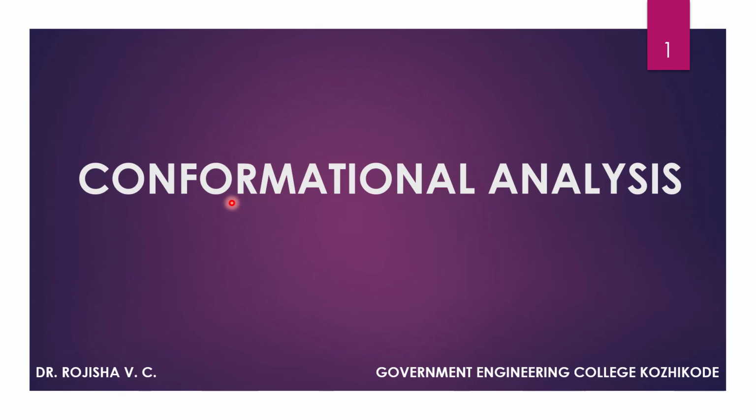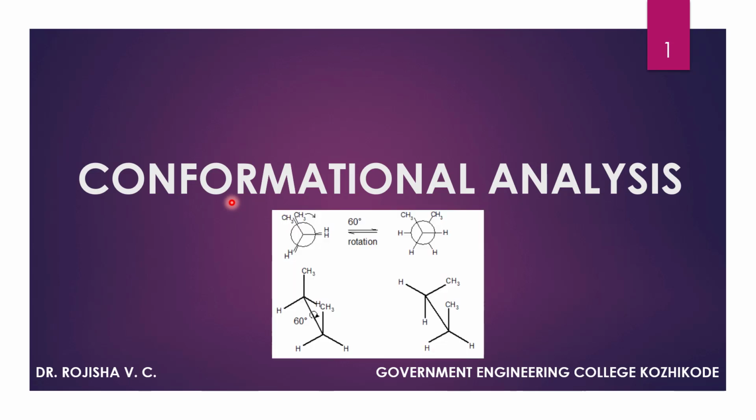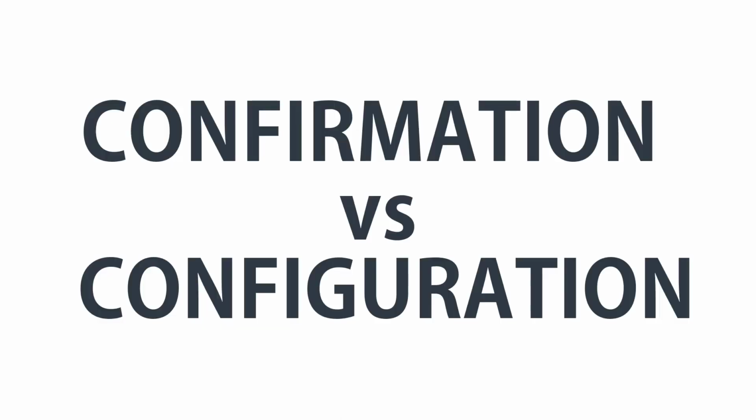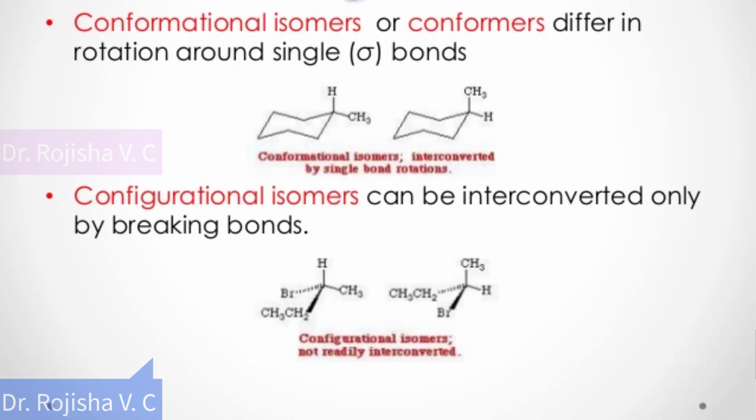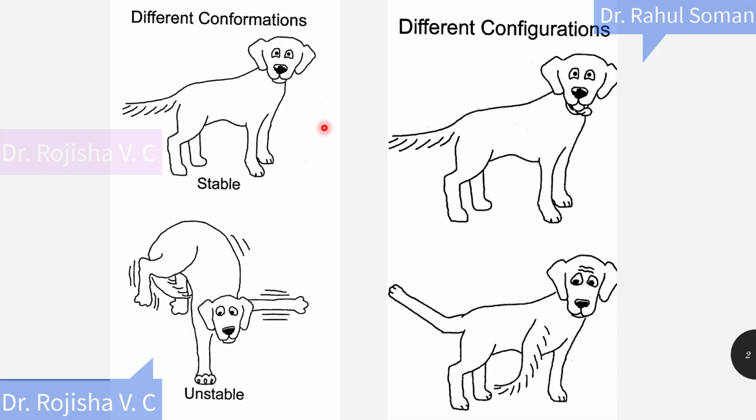Hello, welcome all. In this lecture, we are going to discuss conformational analysis, or conformational isomerism. There is a difference between conformation and configuration. Configuration we already studied in the last lectures: optical isomerism and geometrical isomerism. But conformation is something different.